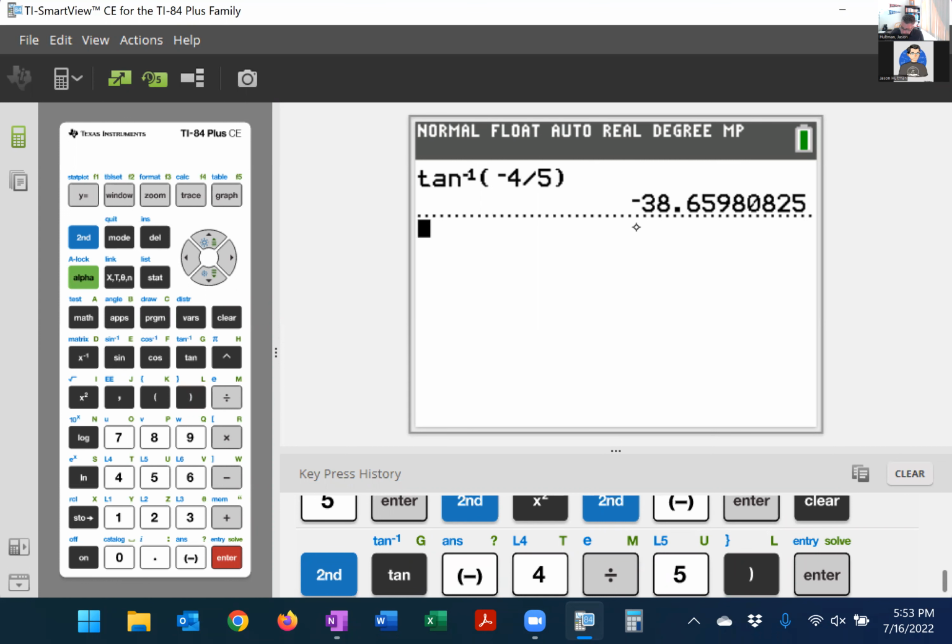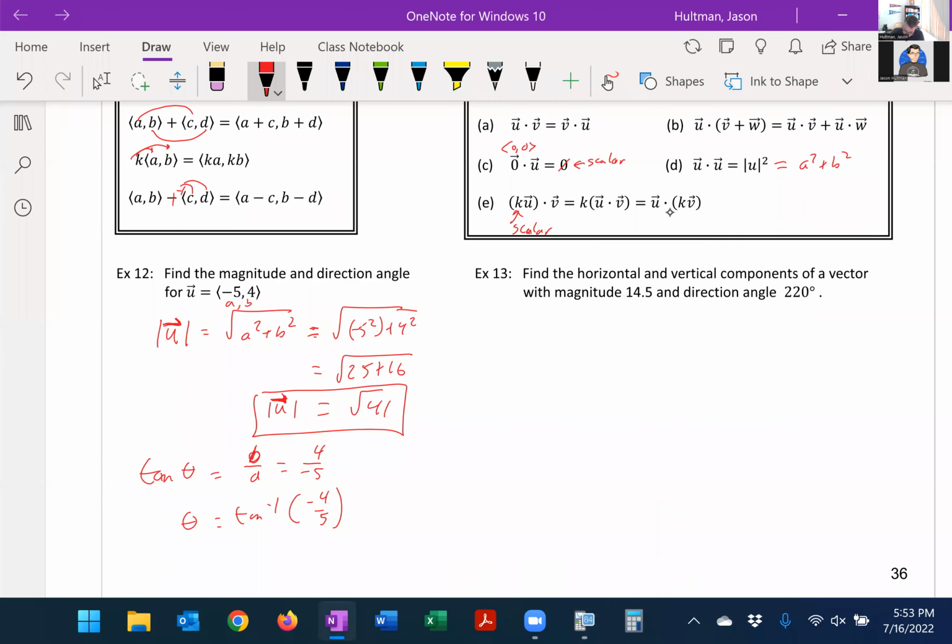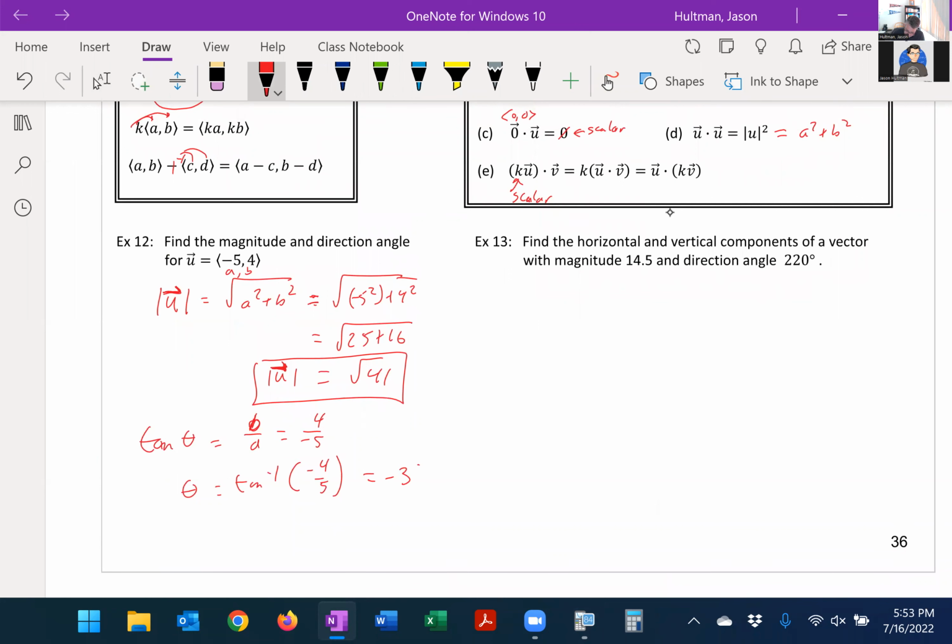Because if I have -38.7 degrees, where is that located? Well, that's actually located in the fourth quadrant. But where is my vector pointing? My vector is actually in the second quadrant. How do I know that? Well, it's -5, 4. If we look at where -5, 4 is located from 0, 0 to -5, 4, that's the second quadrant.